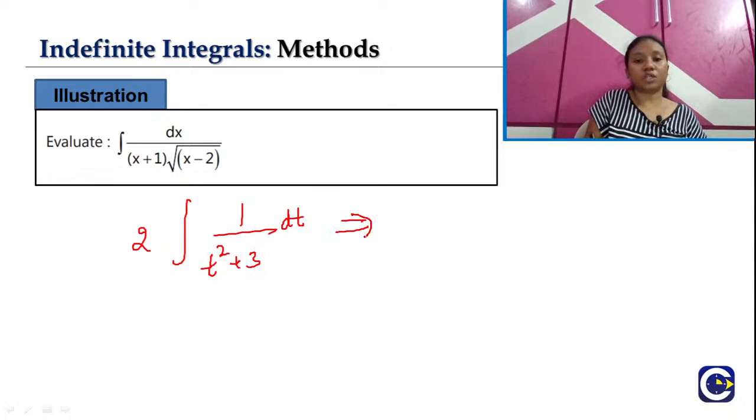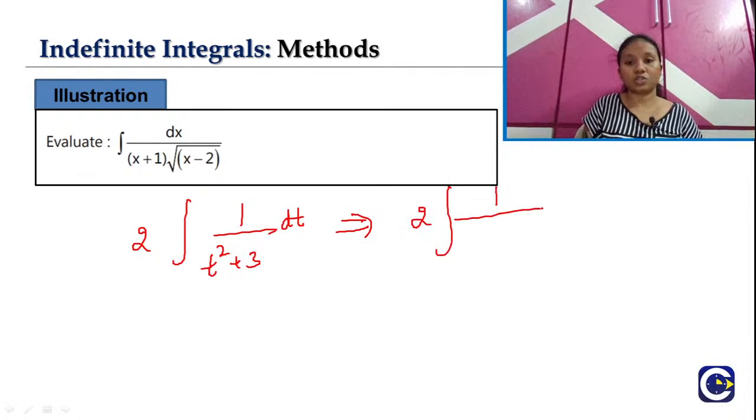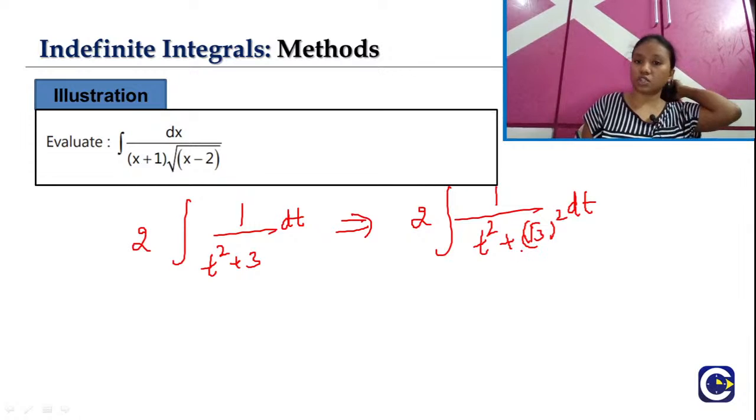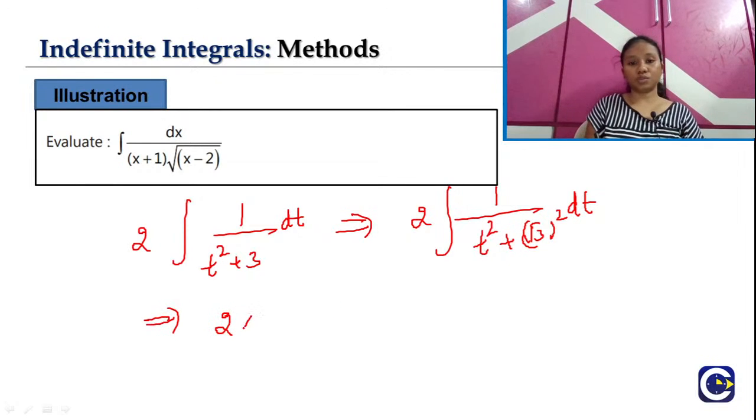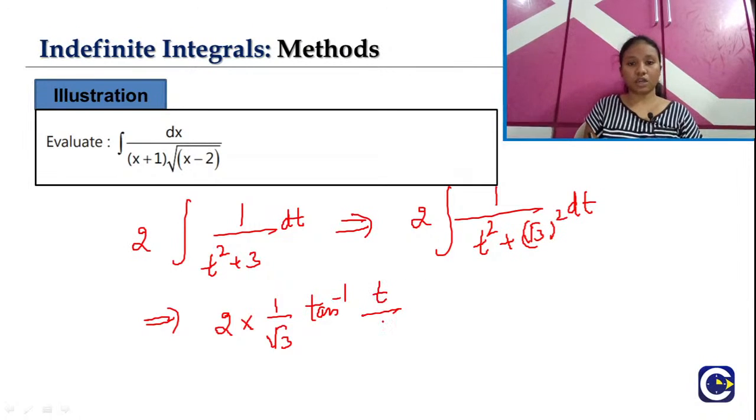Now, to convert this into standard integral form, what am I going to do? So 2 integration, and 3 can be written as root 3 whole square, into dt. Now this is in the format of x square plus a square, so 1 by x square plus a square. That expression will be 2 into 1 by a, that is 1 by root 3, tan inverse x by a, where x will be t, by a which is root 3, plus c.